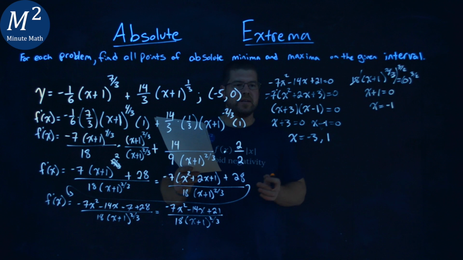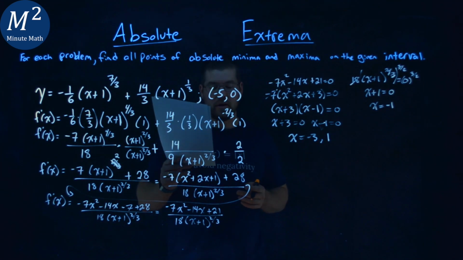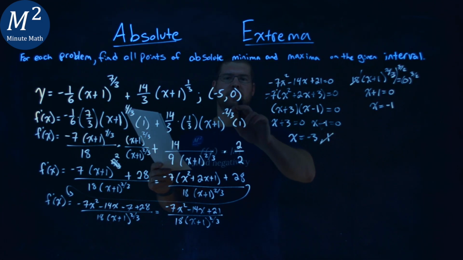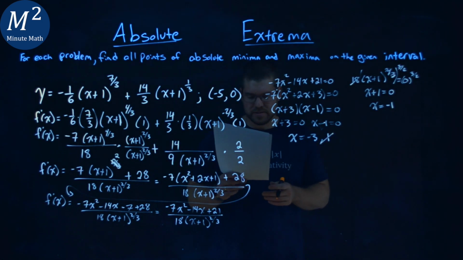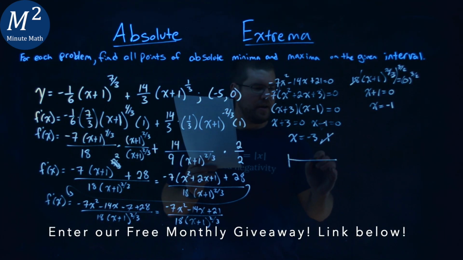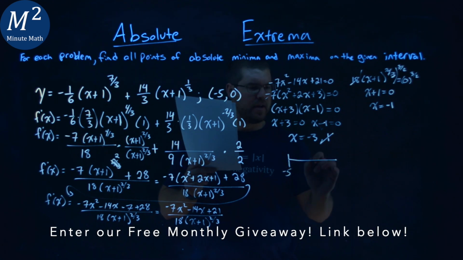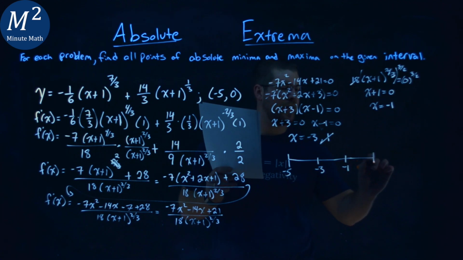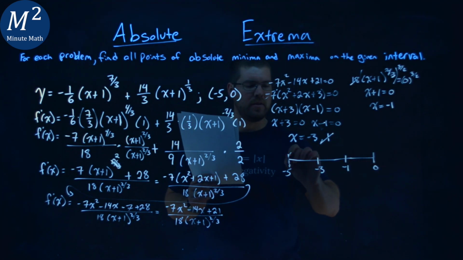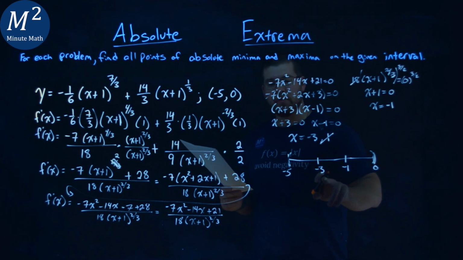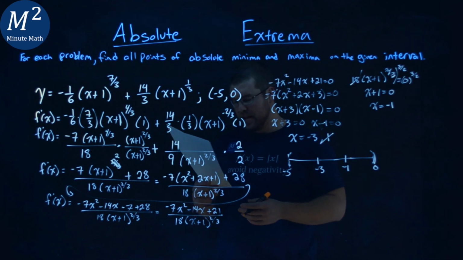So we have 3 values to test, and we want to see if they're within our interval. Two of them are, but this one is not in our interval. It's just outside the negative 5 to 0. So doing my first derivative test, I'll list negative 5, negative 3, and negative 1, as well as the endpoint of 0. But we can't include that, so let's put a little parenthesis showing where we're at. I'm going to pick a value between negative 5 and negative 3 and plug it into my derivative to see what it comes out to be.